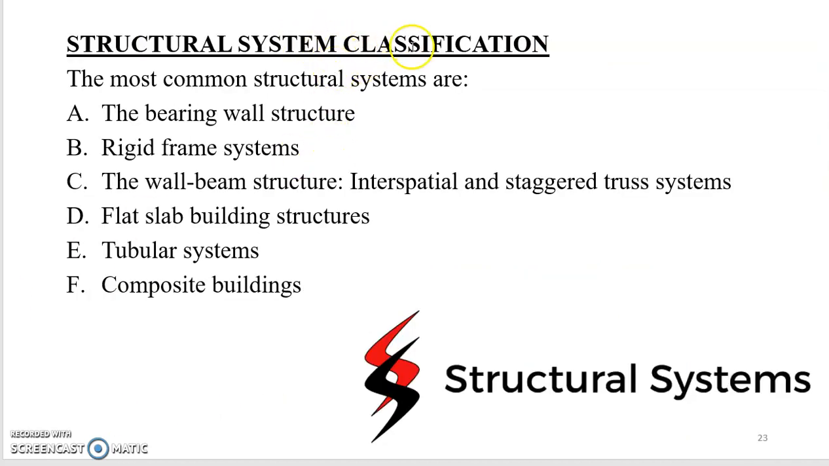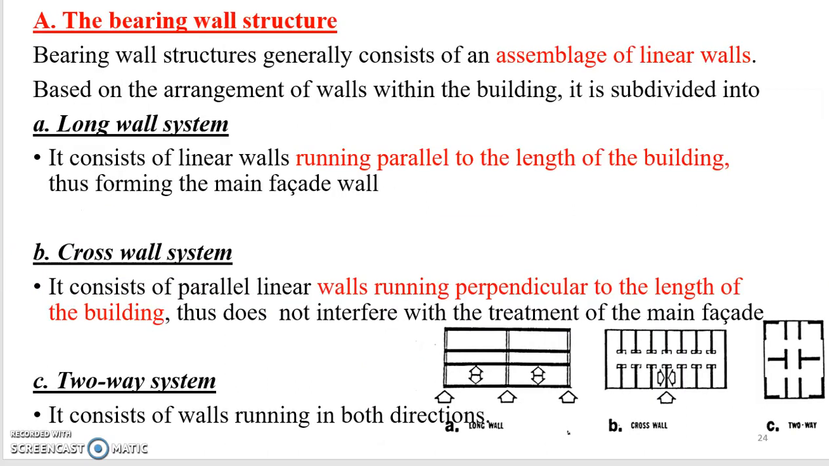Next, structure system classification. The most common structure systems which we see in our country as well as in the world include, first, the bearing wall structures; second, rigid frame systems; third, the wall beam structure, which includes interspatial and staggered truss systems. Next, we have flat slab buildings, then tubular systems, and then composite buildings. Next, we can see one by one the details of these different systems.